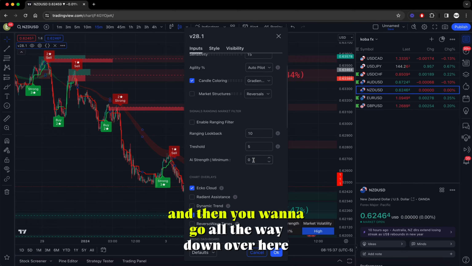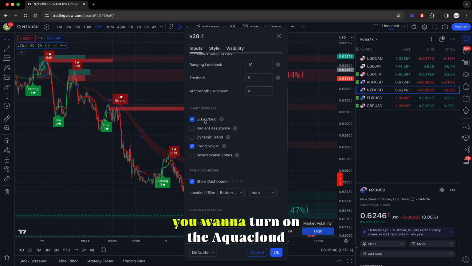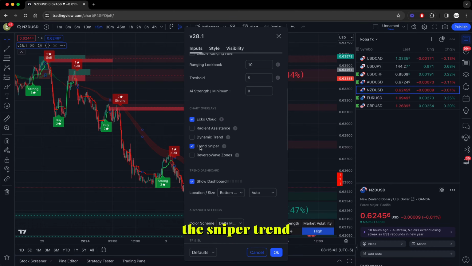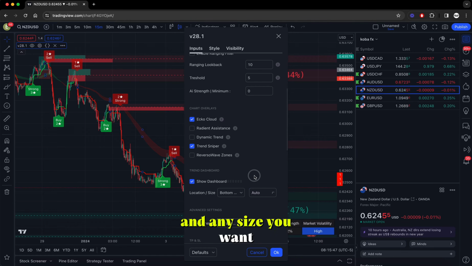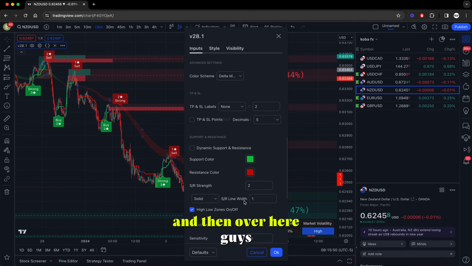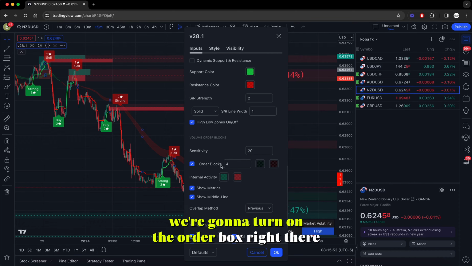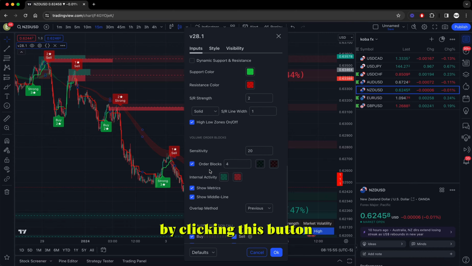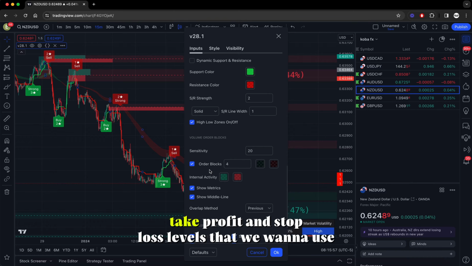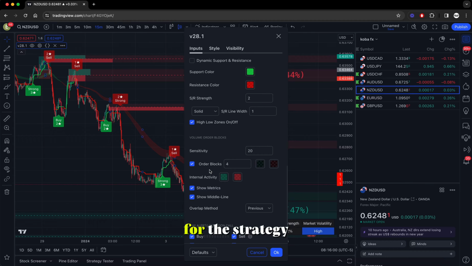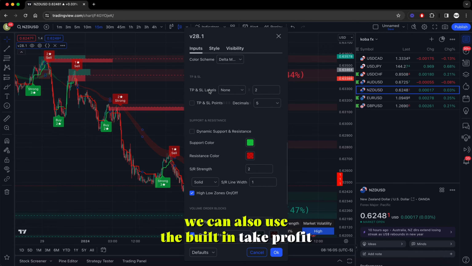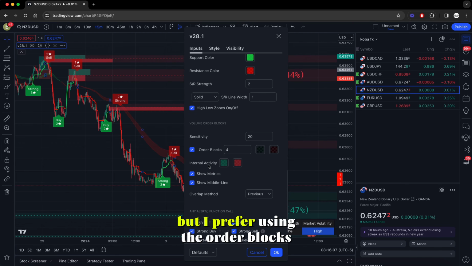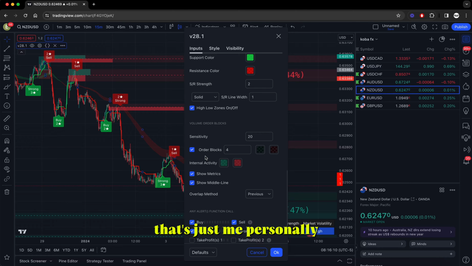And then you want to go all the way down over here. You want to turn on the echo cloud, the sniper trend, and you also want to turn on the dashboard. You can have it any location you want and any size you want. It's up to you. And then over here, guys, we're going to turn on the order box by clicking this button. This is going to give us our stop, take profit, and stop loss levels that we want to use for this strategy. If we don't want to use the order blocks, we can also use the built-in take profit and stop losses, but I prefer using the order blocks. That's just me personally. And that's pretty much it for settings. We're going to press OK.